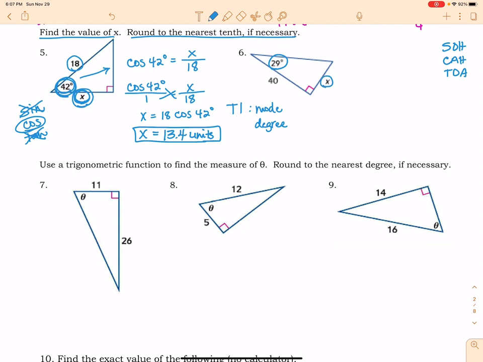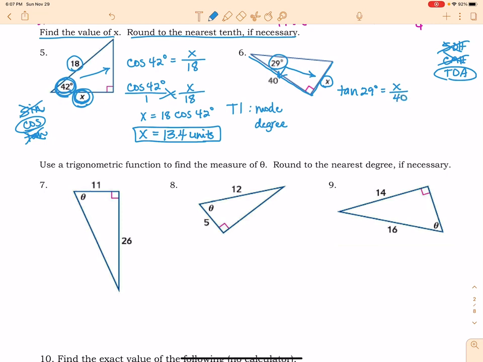So my angle in relation to x and the other side that I have, well, I don't have the hypotenuse, so that eliminates sine and cosine. That leaves me with tangent. So tangent of 29, there's the opposite side, this is the adjacent side. So I set up my equation, tangent of 29 degrees equals opposite over adjacent, just like that.